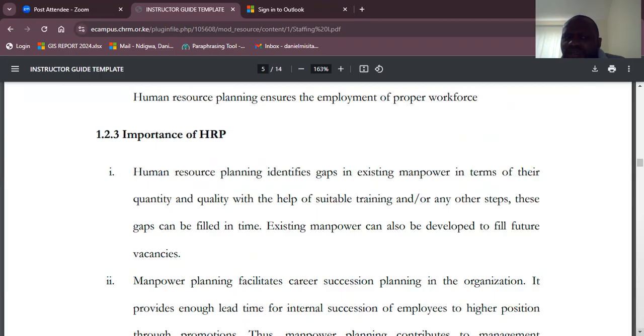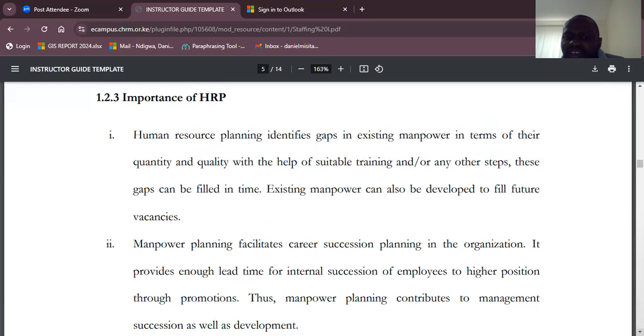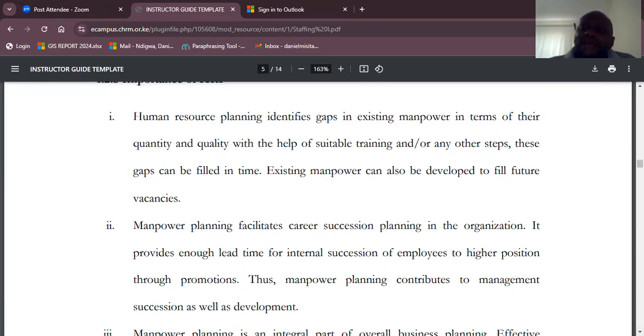So what is the importance of human resource planning? Number one is that it helps in identifying the gaps that exist in manpower in terms of their quality and quantity, which helps to organize suitable trainings. So you'll be able to understand the gaps between the desired manpower and the current manpower so that you bridge that gap so that those already existing employees will not be overwhelmed with the job that they are doing.